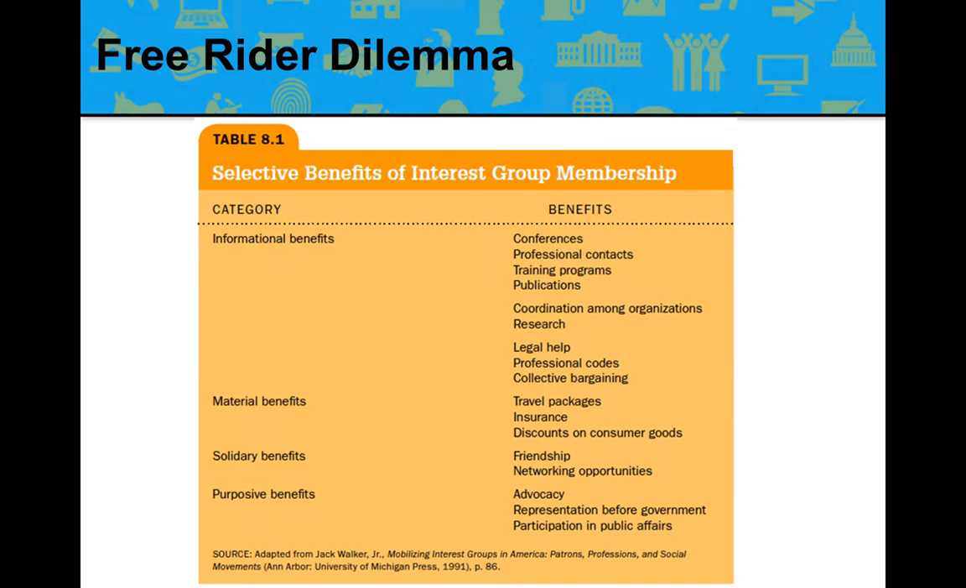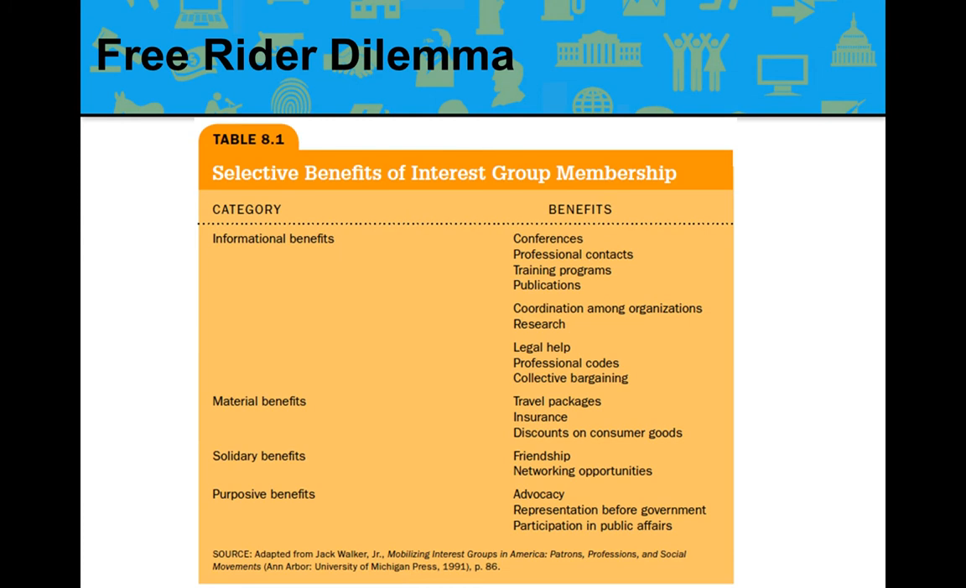If you're a teacher, there's not a lot of strong unions in the state of Texas, but you can join the Texas Education Association, the TEA, and they can provide legal help for you if you were to be sued, for example. These organizations like the American Bar Association, for example, provide professional codes about how lawyers should participate. If you're in a union, the informational benefits that you get from joining the union is that they will collectively bargain on your behalf. So there's a lot of information that is available.